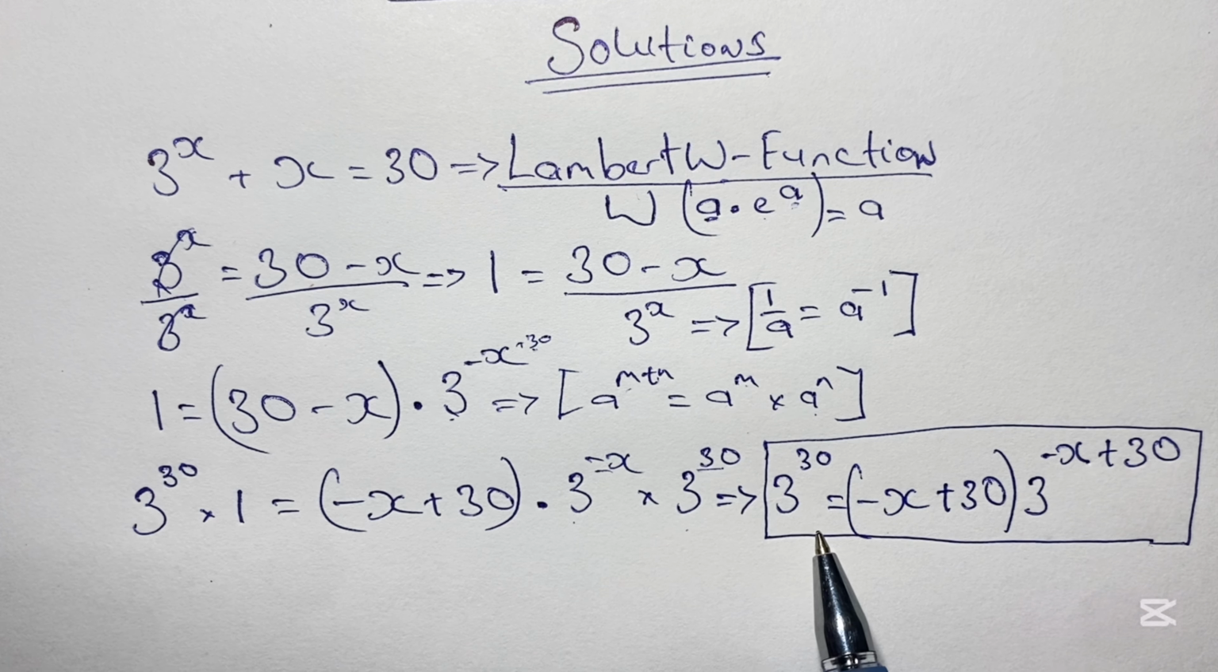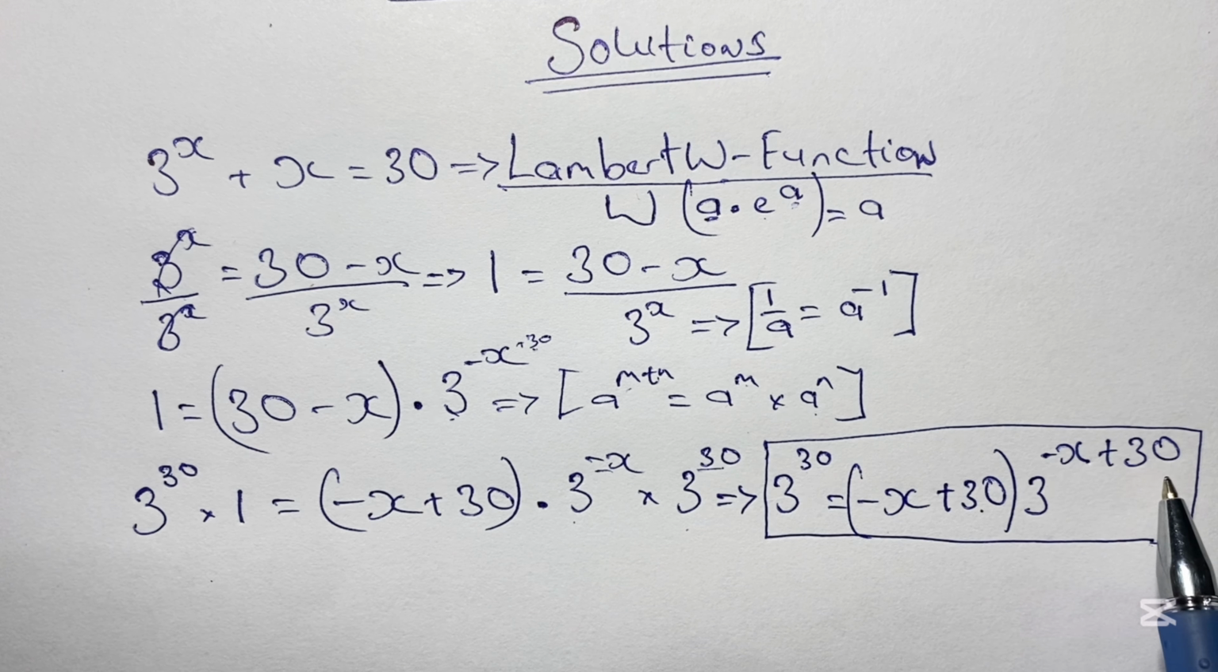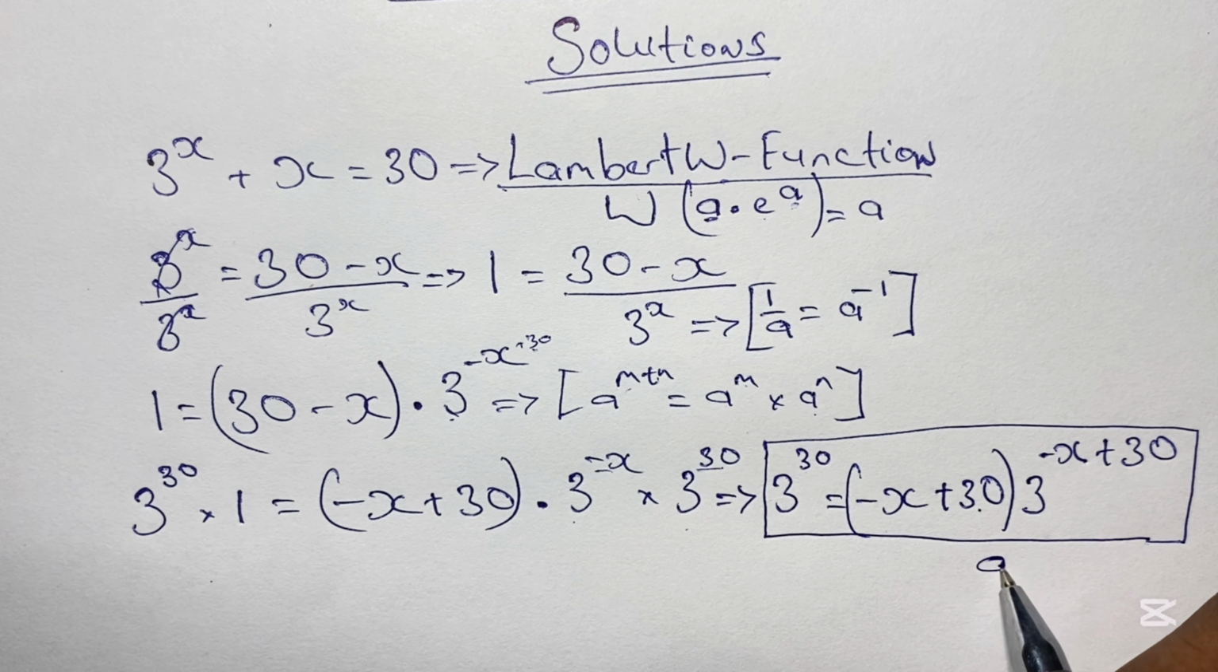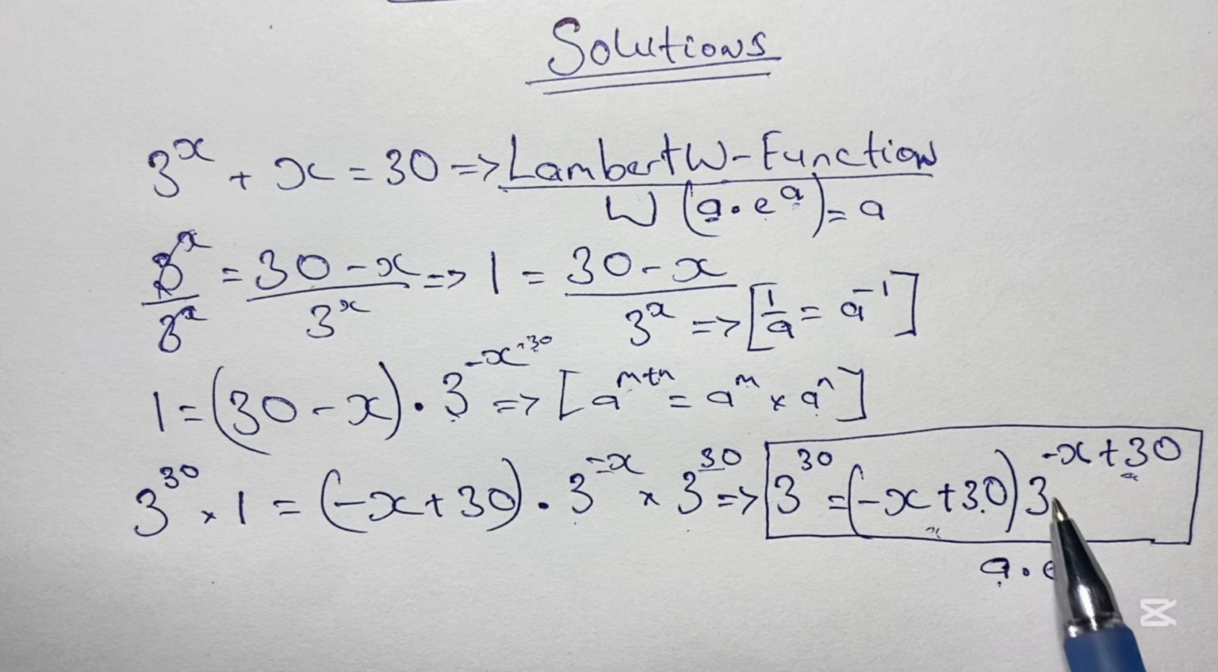So from here, what we have is 3 to the power of 30 is equal to negative x plus 30 in brackets times 3 to the power of negative x plus 30. Now, in order to use the Lambert-W function or product log on this equation, we need to have a times e to the power of a. Here we have a and we have a here again. These are the same.